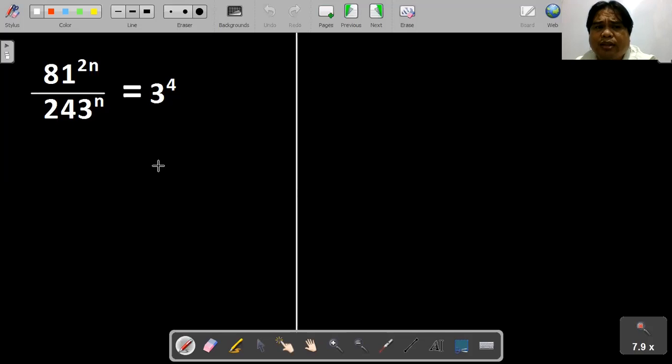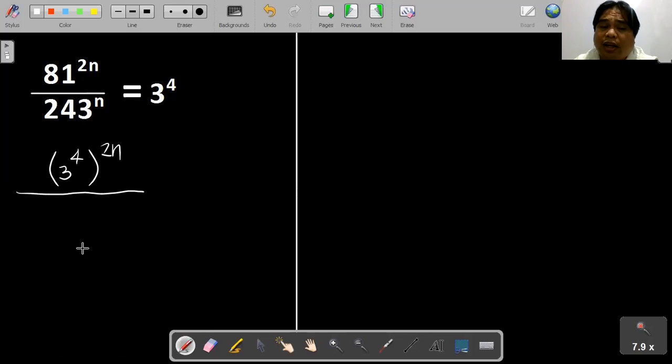The first thing I will do is express 81 with a base of 3 so that it will conform to the expression on the right of the equation. 81 can be expressed as 3 to the power of 4, right? 3 to the power of 4 is the same as 81. Then raise that to the power of 2n, all over, how about 243? Can it also be expressed with a base of 3? Yes, of course, because 243 is the same as 3 to the power of 5, altogether raised to the power of n, equal to 3 to the power of 4.